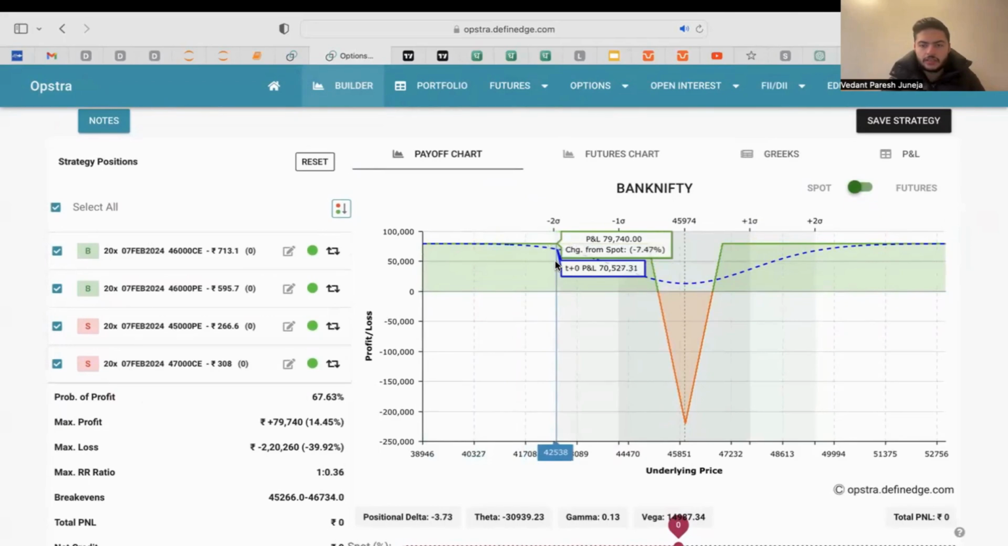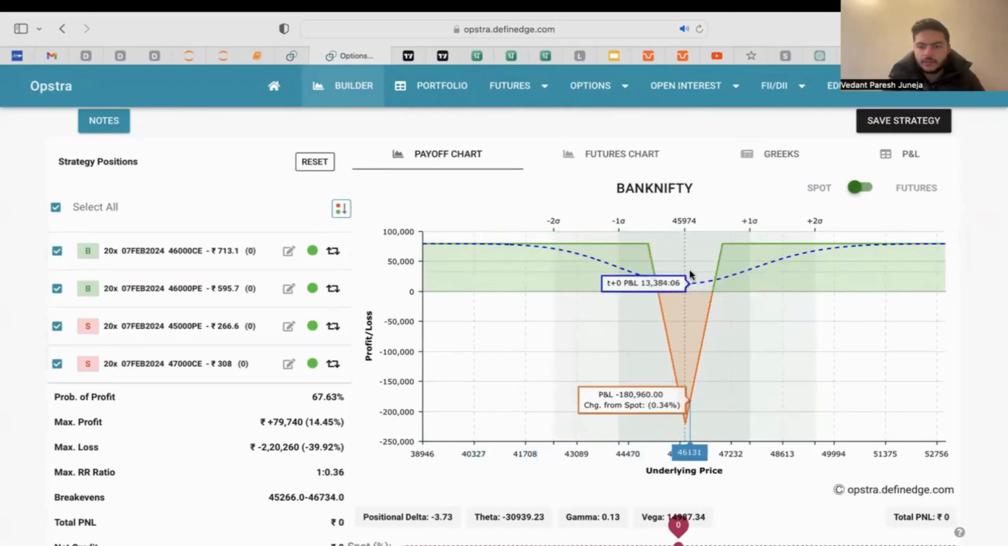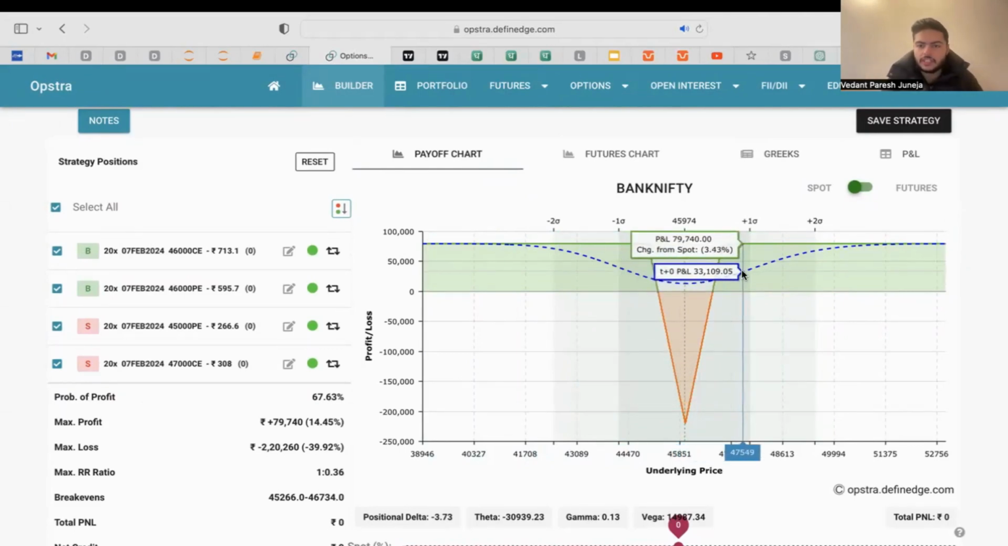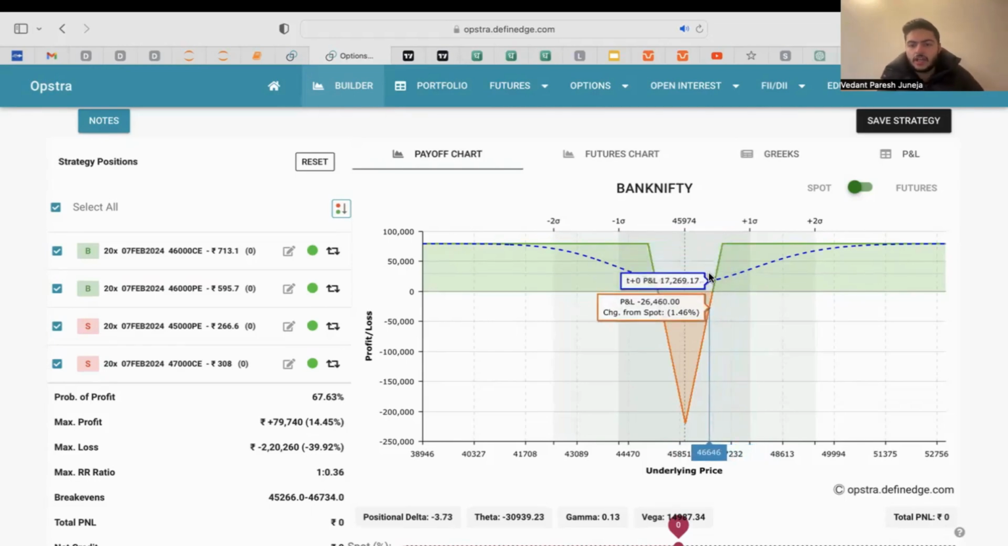And you can use this strategy. For example, if the market is volatile, how it's playing is also very tricky. It's not like you don't have to do anything. For example, if the market goes on the upward side, it reaches about 47,000 or let's say 46,500, you will be getting 17,000 profit with 20 lots. This is the strategy that I've made.